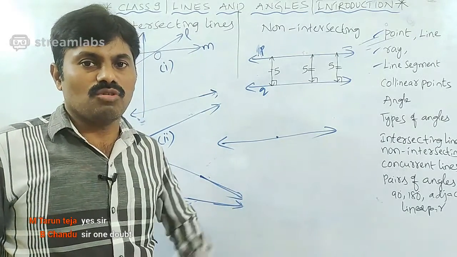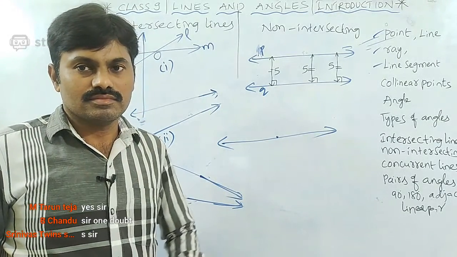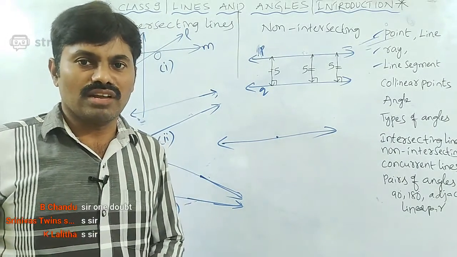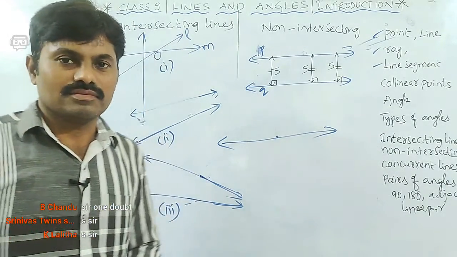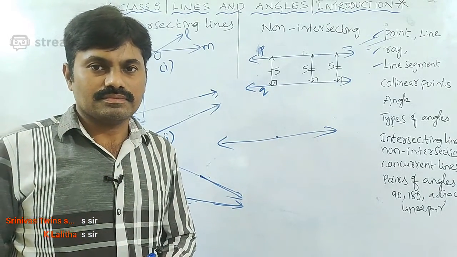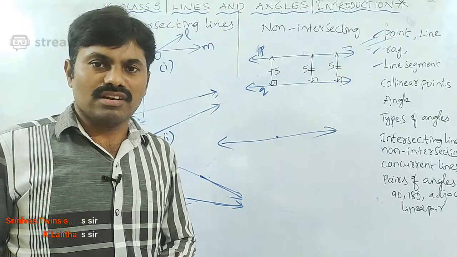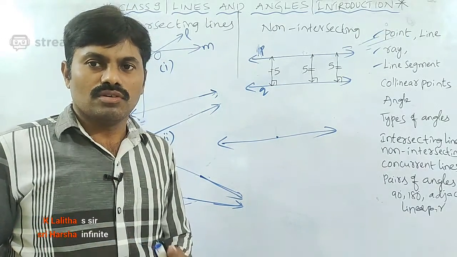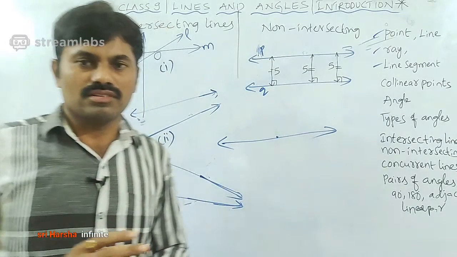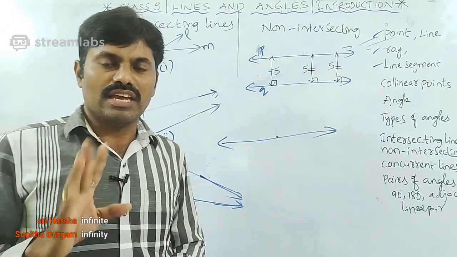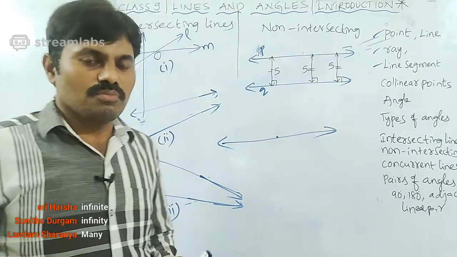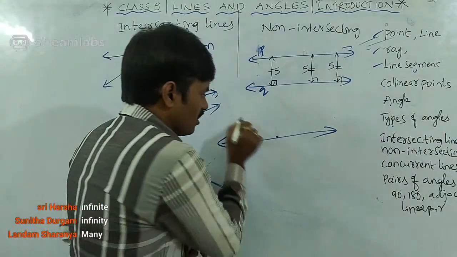Only one line or more than one line? Or infinite? Or only 2 lines? Through a single point, how many lines can pass? The answer is either 0, 1, 2, infinite. Yes, infinity. So many lines can pass, not only 2 lines.